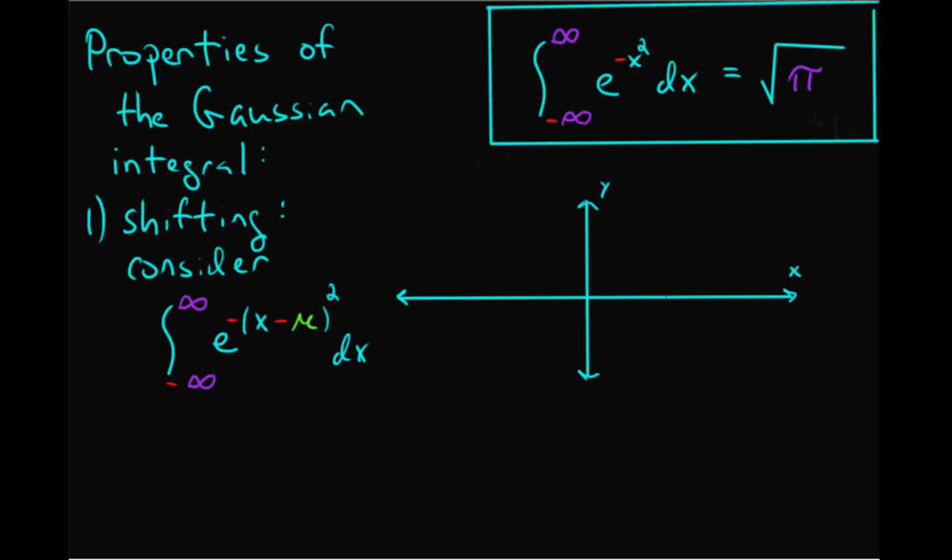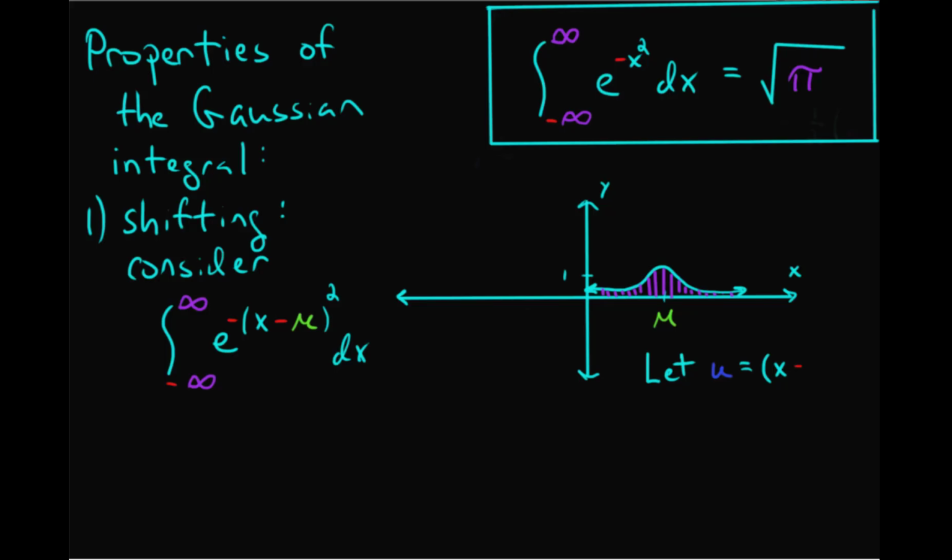And so what the graph of that will look like is that we'll have our bell curve shaped function, but now it will be centered at some value mu instead of centered at 0. And your intuition might tell you that that integral from negative infinity to positive infinity isn't going to change just by shifting. And so let's actually prove that. So we have the following u substitution. We're going to let u equal x minus mu.